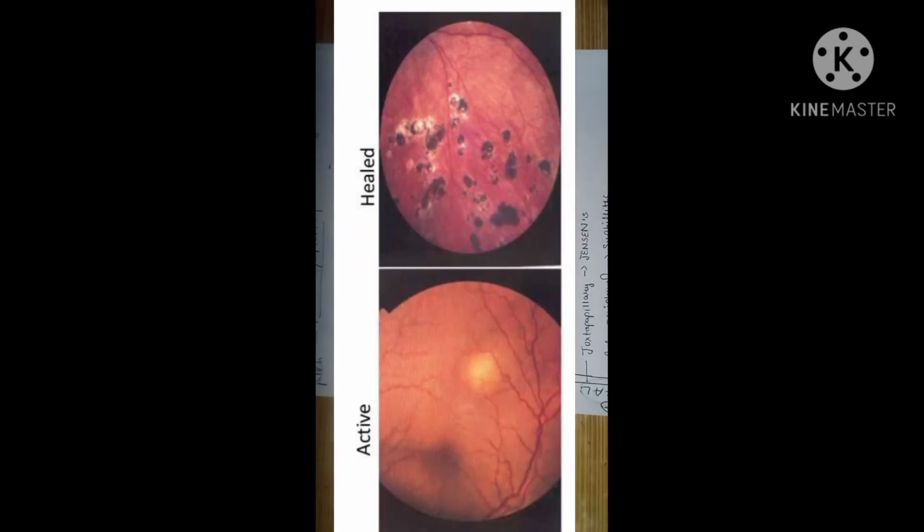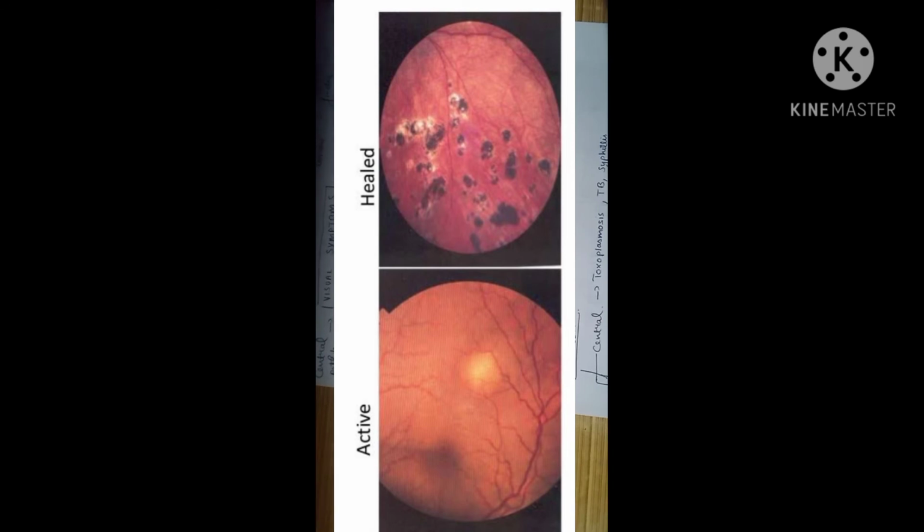Now let's look at the features of a patch of choroiditis. Here we are looking at an image of an active patch on the left side and a healed patch on the right side. In this active patch, we see a pale, dirty white patch, and there is no boundary, so it is of irregular shape, pale and dirty white. And because there is retinal edema, we are unable to see the choroidal vessels. These are the features of an active patch of choroiditis.